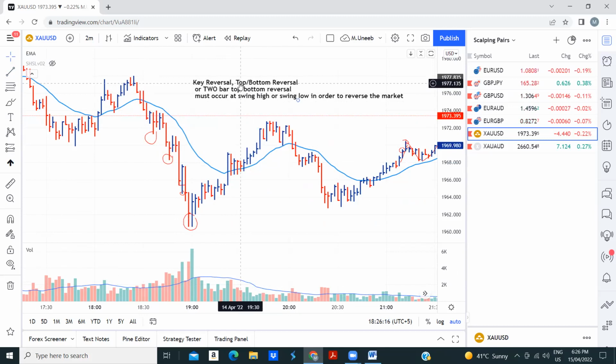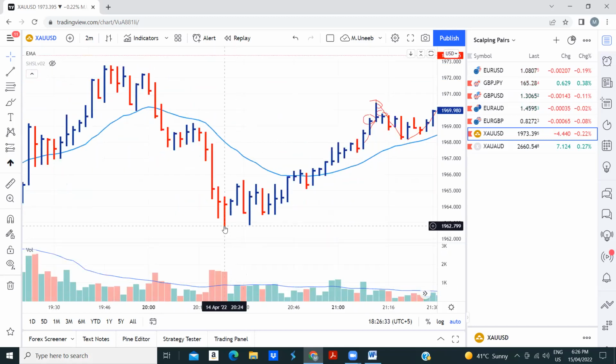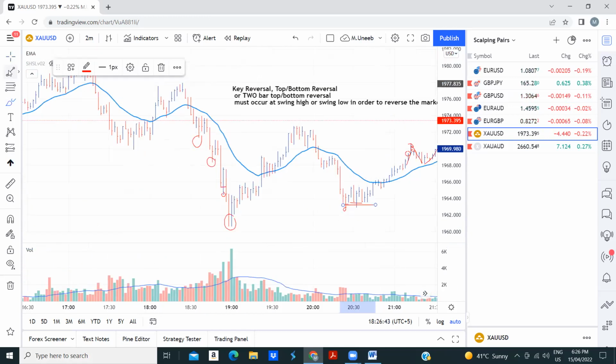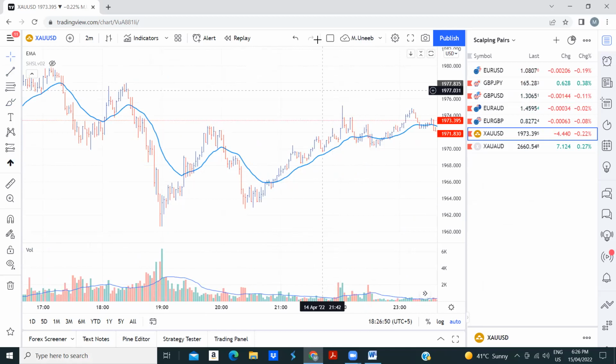Okay. Key reversal, top reversal, bottom reversal, whatever bars we have, they should occur at the swing low and at the swing high to cause a reversal. For example, this is swing low. You can see this is low. It's lower than this one. This is swing low, and this one actually reverses the market. Am I right? Can you see? Yep. Okay, all right. Now we will go for the uptrend and downtrend.